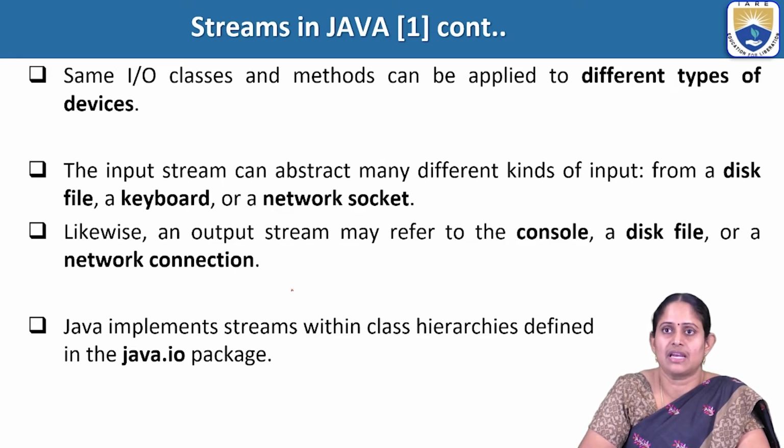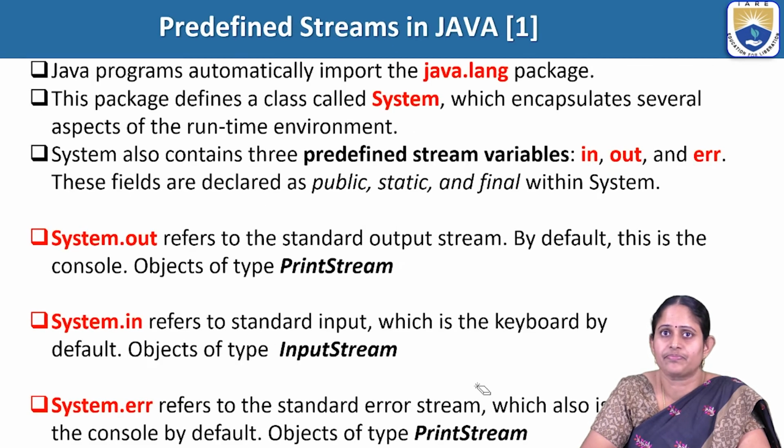The input stream can abstract many kinds of inputs, like a disk, a keyboard, or a network socket. Likewise, the output stream may refer to the console, a file, or a network connection. These streams are defined within the class hierarchy of Java's IO package.